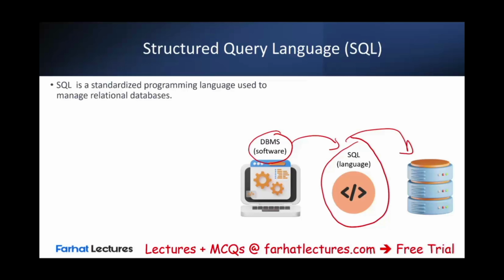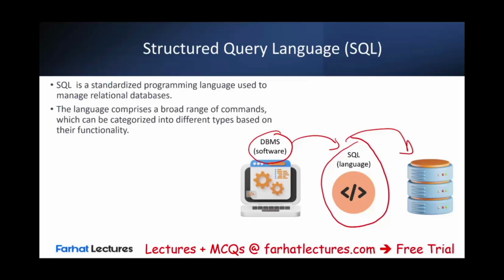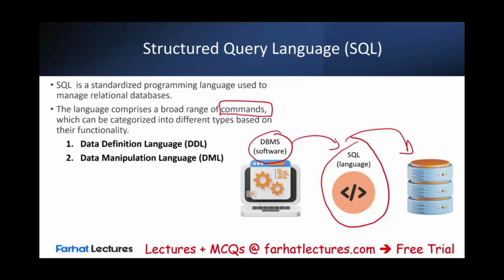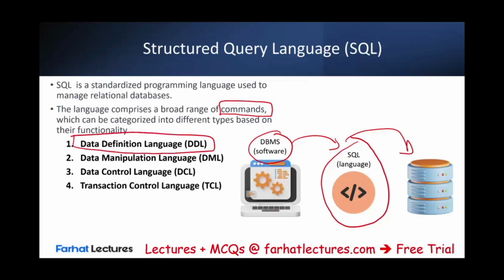To manage relational databases. Now the language will have a broad range of commands, and this is what we will learn in this session. What types of commands do we have, categorized under different types based on their functionalities. And we have various commands under the following languages: data definition language, or DDL, sometimes called data description language, data manipulation language, DML, data control language, DCL, and transaction control language, TCL. In this session, we will focus on the data definition language, and we will cover some of its commands. Let's go ahead and get started.